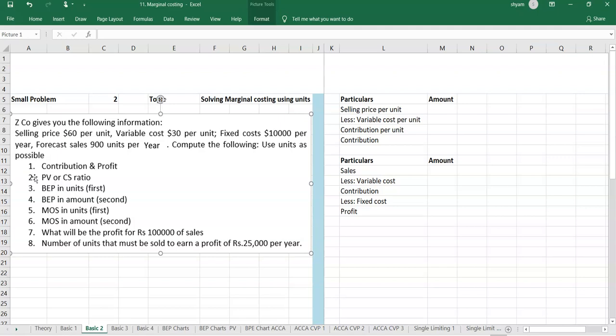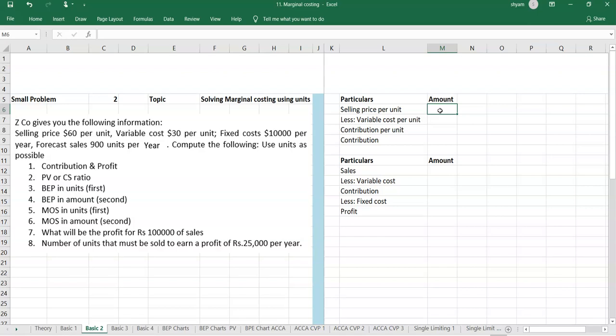The first one that he wants is contribution and profit. Then PV ratio or CS ratio. Then BEP in units, BEP in amount, MOS in units, MOS in amount. Then what will be the profit for 1 lakh of sales, and what number of units must be sold to earn a profit of 25,000. So these are the total questions here. So let's get the answer for this.